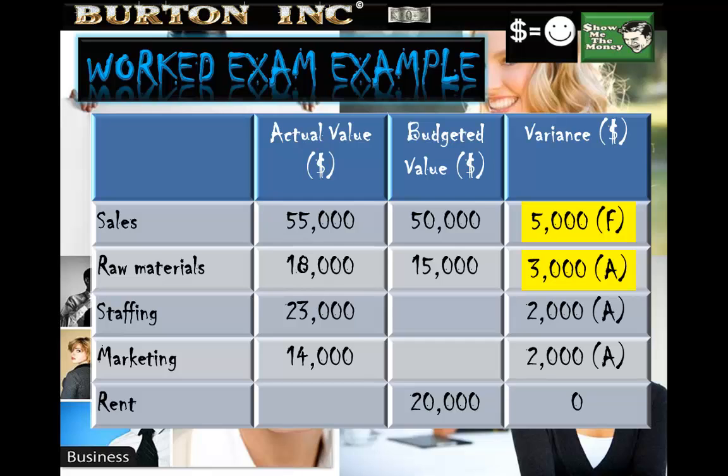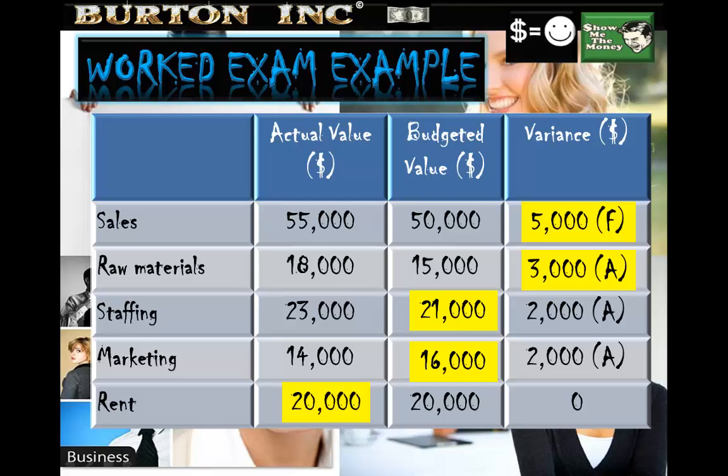Here they're trying to trick you a little bit. They've given you the actual value. The variance has been calculated. We know it's adverse. We know that staffing is an expense. We know that more must have been spent on staffing than was budgeted for. 2,000 more. 21,000 plus 2,000 will give you 23,000. Marketing, we're just finding the numbers there again. Again, it was adverse. So the marketing department has overspent. They've overspent by $2,000. An adverse variance, 16,000. And look here, we've got a variance of 0. So whoever was budgeting the rent expenditure, bang on the money. 20,000 budgeted, 20,000 actually spent. Is a variance of nothing.